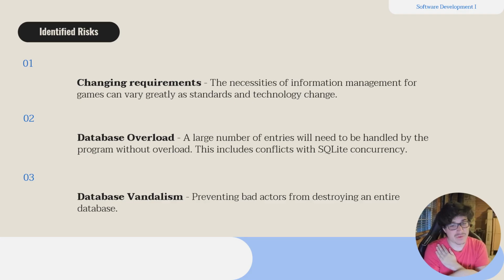Database overload. So we're going to have a huge number of entries here. So that could be an issue. It could slow down the program, could make it hard to search or edit. So we need to make sure that everything's working there. And database vandalism, right? So a bad actor going in there and editing something that you would rather them not do. Or, it doesn't have to be a bad actor, but it could be just an issue with data getting damaged or unintentionally deleted by somebody who doesn't mean to vandalize the database.